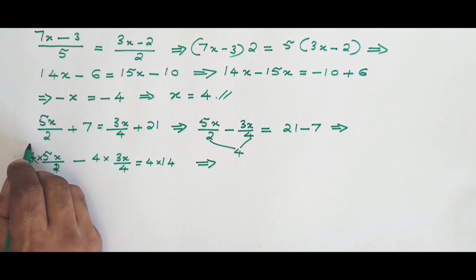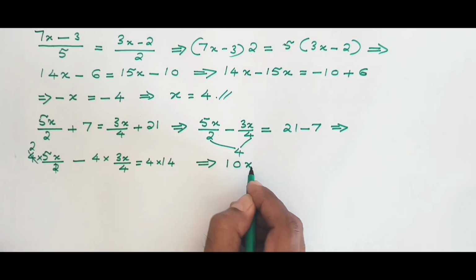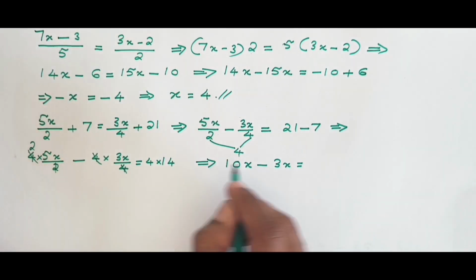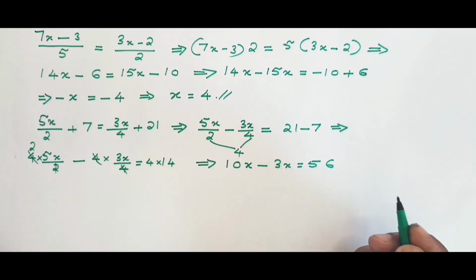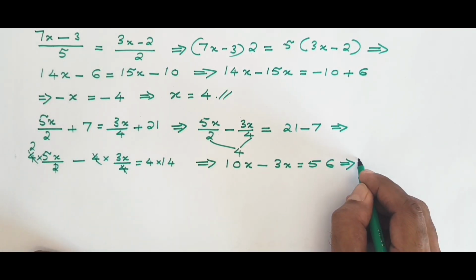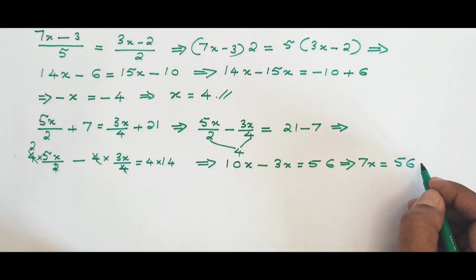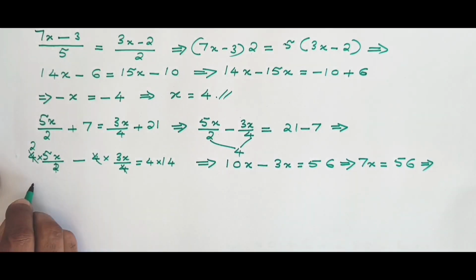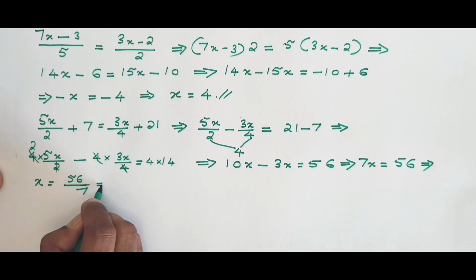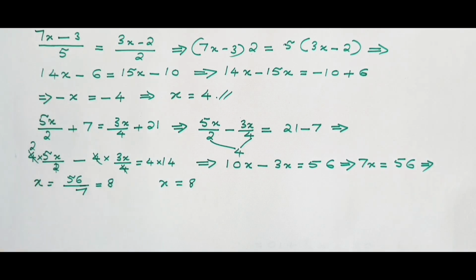Now this goes twice. 2 multiplied by 5x, that is 10x. These two 4s are gone. You will have 3x. And the right side, 4 multiplied by 14, 56. 10x minus 3x is 7x equals 56. Now take 7 to the right side. Here it is multiplication. On the right, it becomes division. And this is 8. So x equals 8 is the final solution.